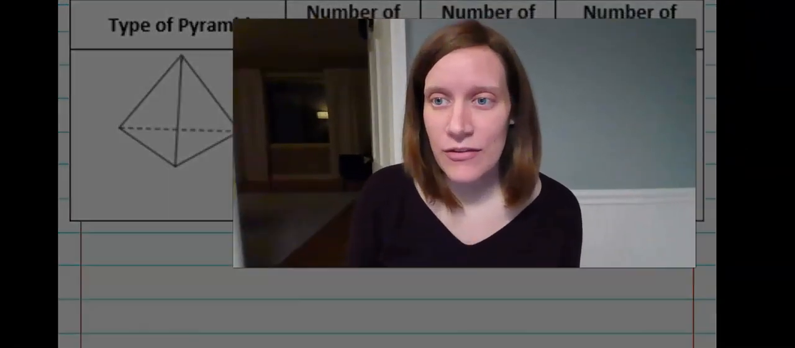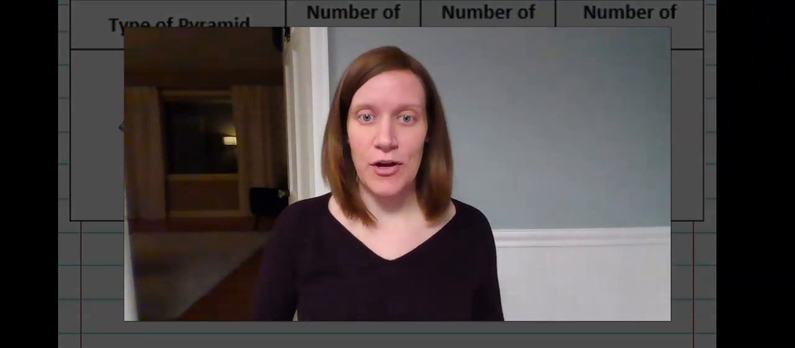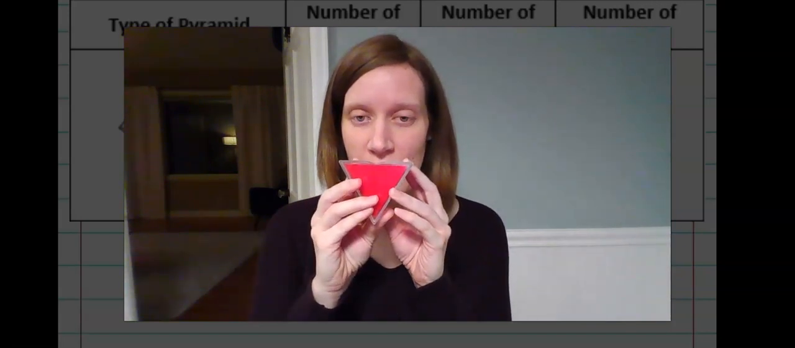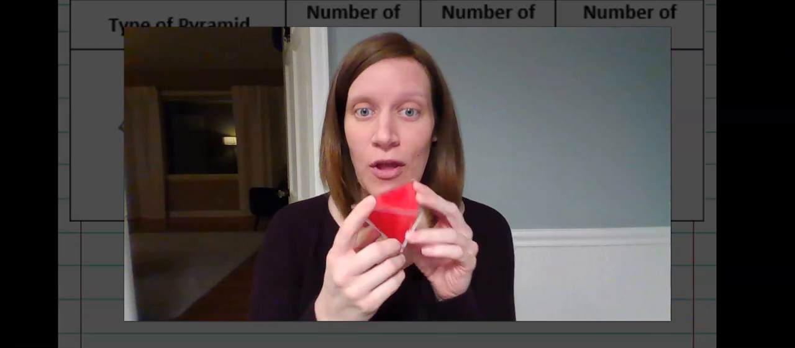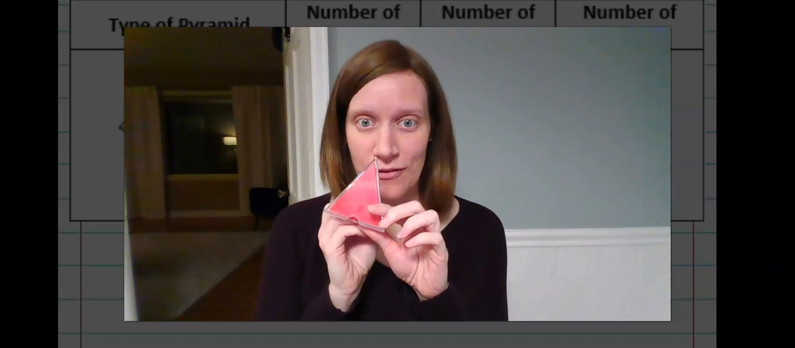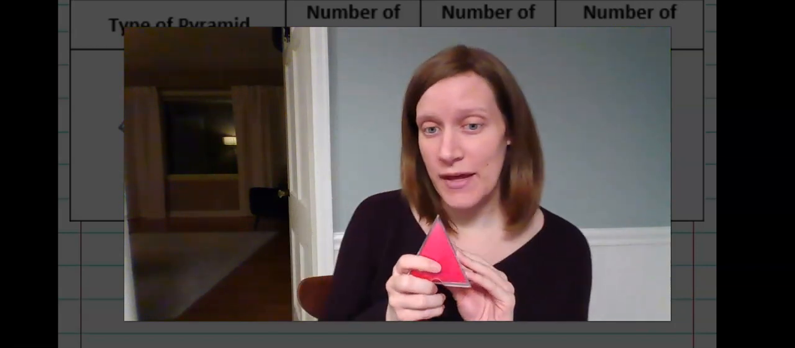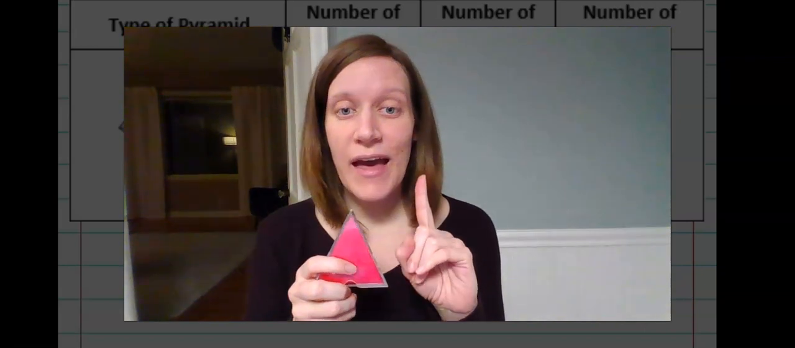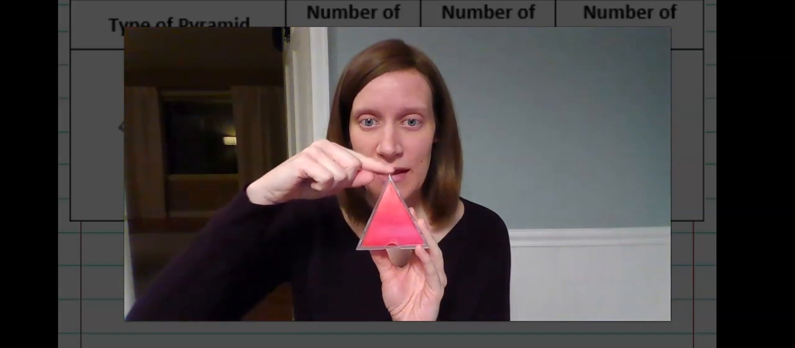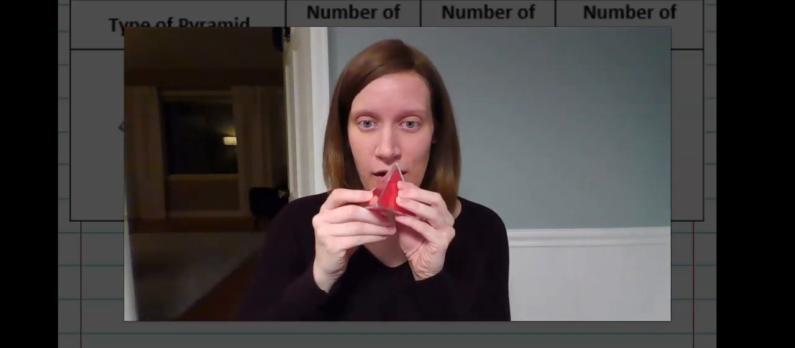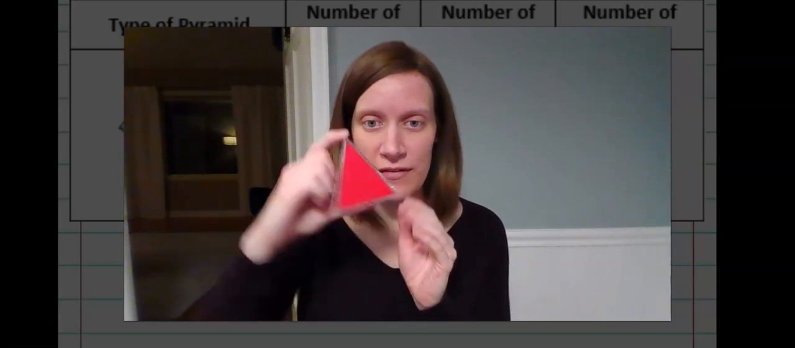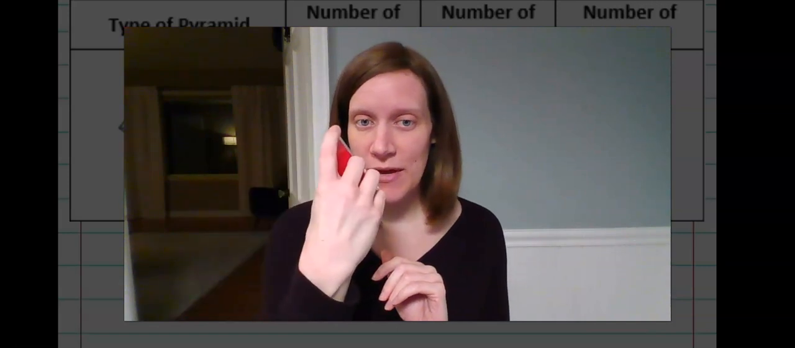So the first one we're looking at today here is a triangular pyramid. So here's a pyramid, and it has a triangle on the bottom. This is a triangular pyramid. What you're going to notice about pyramids is that all of the sides are going to be triangles as well. So a pyramid has one base, and then it has triangles as its other faces that meet at a common vertex. So all of our triangles that make up our faces meet at one common vertex at the top. That makes this a pyramid.